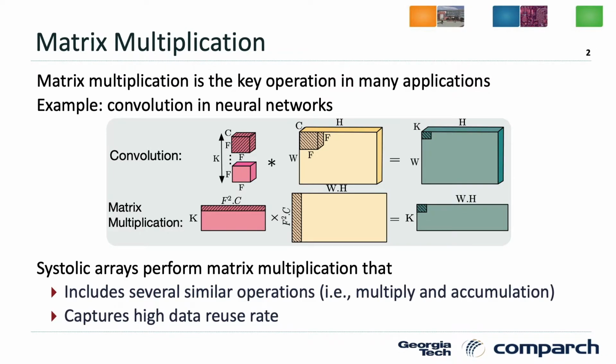Matrix multiplication has two main features. It consists of several similar operations and it captures a high data reuse rate. As a result, systolic arrays have been proposed as a fast and low-cost solution to perform matrix multiplication. In prior work, two types of systolic arrays have been proposed for matrix multiplication.